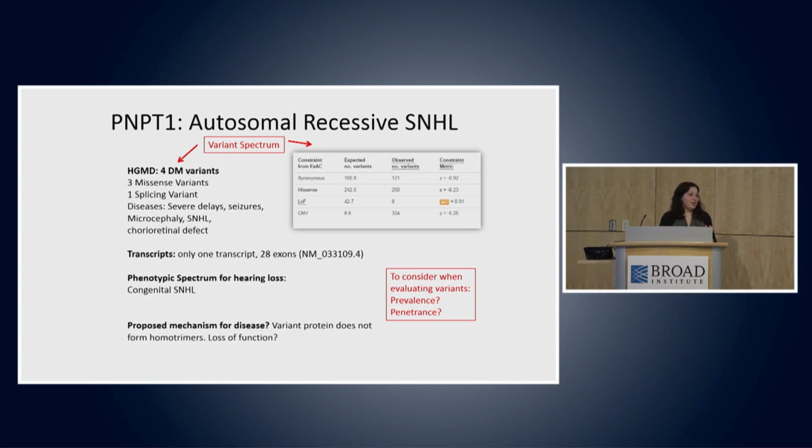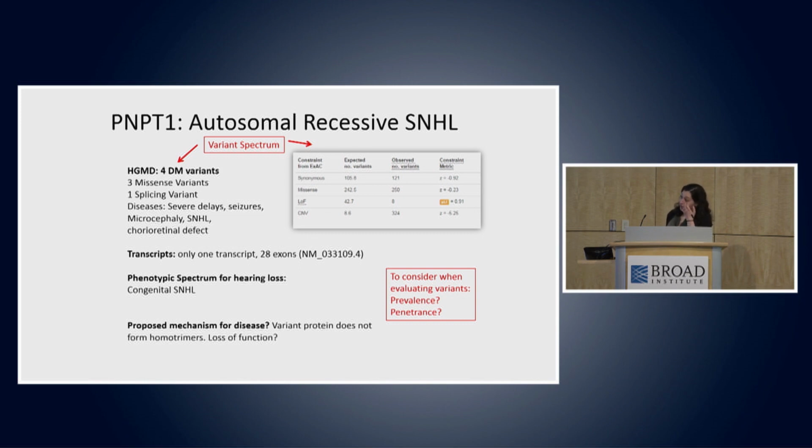Are there largely missense variants? Are there largely loss of function variants? Is there a mix? And how many are there? So in this case, in HGMD, there are 3 missense variants. There's 1 splicing variant. And we also like to see what diseases are posited to be associated with these variants, just to see how many diseases we might be working with. So multiple diseases: severe delays, seizures, microcephaly, sensorineural hearing loss, and chorioretinal defect.